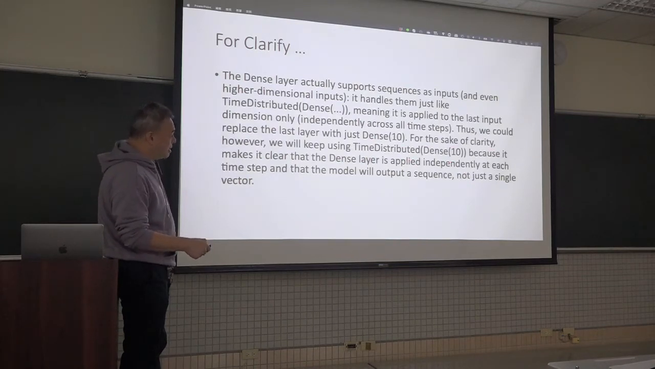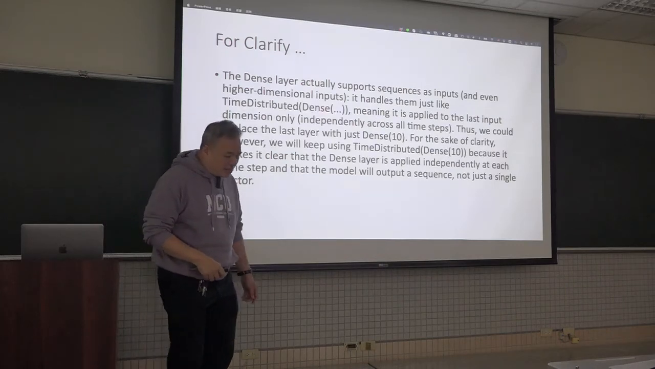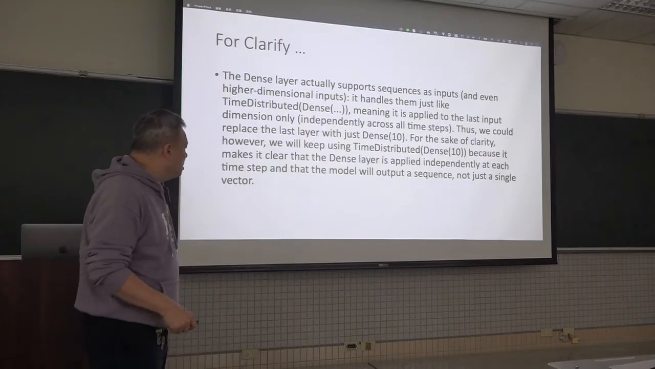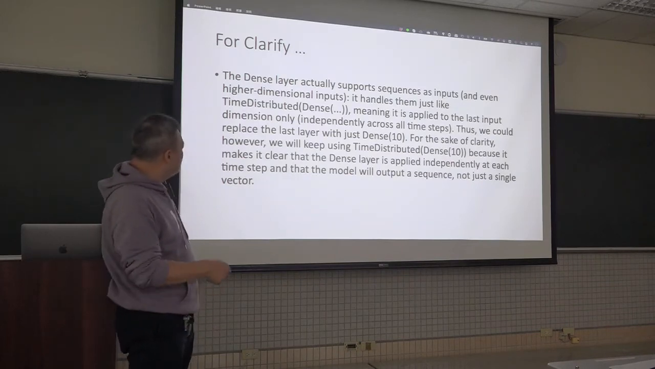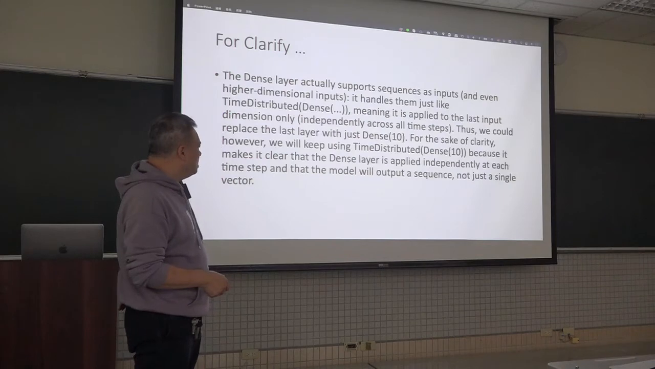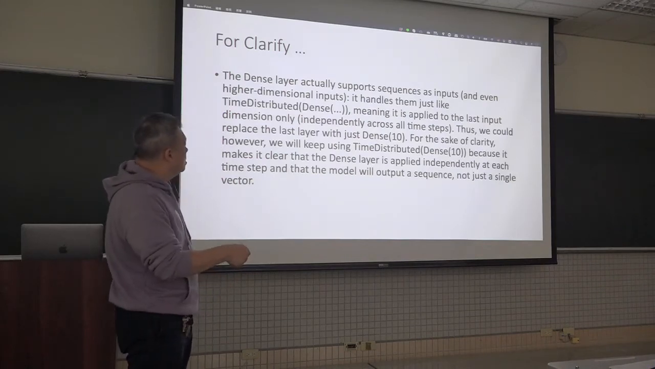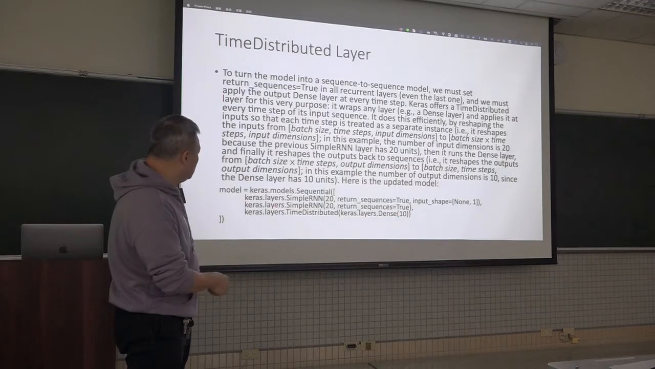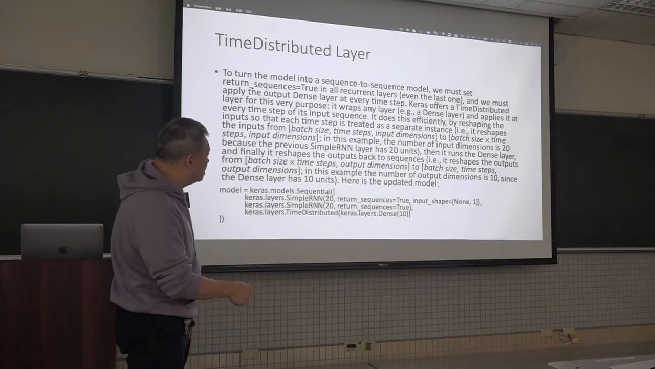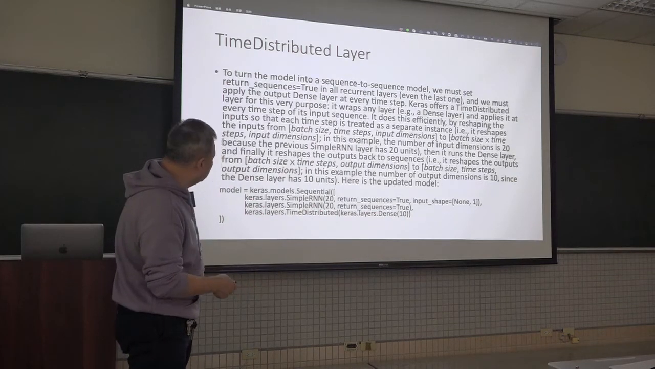The dense layer is applied independently at each time step, and the model will output a sequence, not just a single vector. Supposedly, you could use just a dense layer to output the sequence as well, but it's going to be very confusing, because normally a dense layer as output layer outputs a vector instead of a sequence. So it's better to wrap the dense layer with a time distributed, like what we are doing here, so that it will convert this into a sequence.